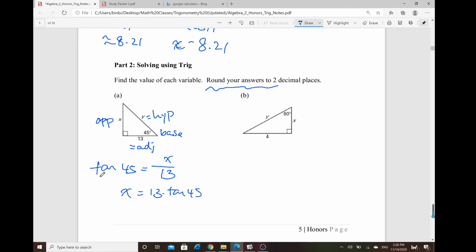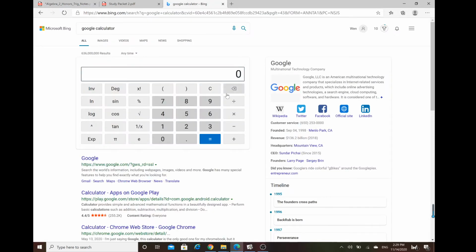So basically we can just cross multiply, or simply multiply both sides by 13. And then for the rest of that, you can just put it into the calculator. So X, what is that about? 13 times tangent of 45 degrees. Okay, so back to the Google calculator. 13 times tangent of 45 degrees. Again, making sure that the unit is in degree, not radian. So tangent of 45, that's just 1. So 1 times 13, then that'd be 13.